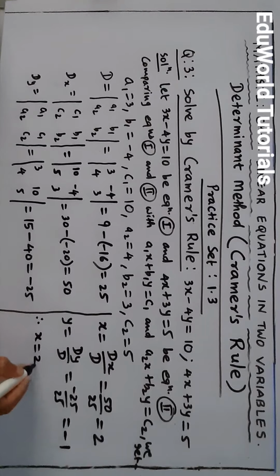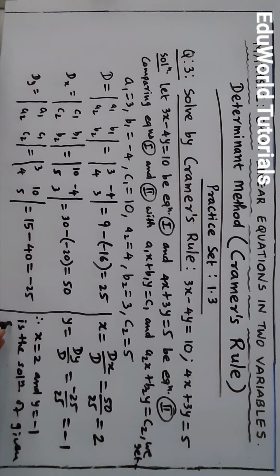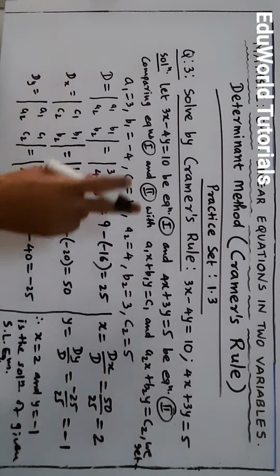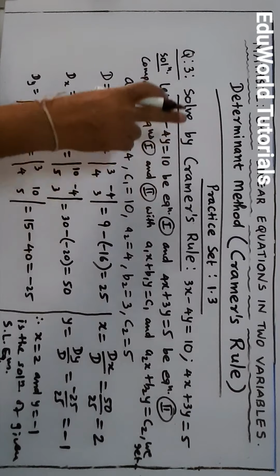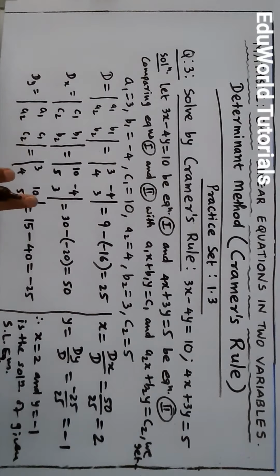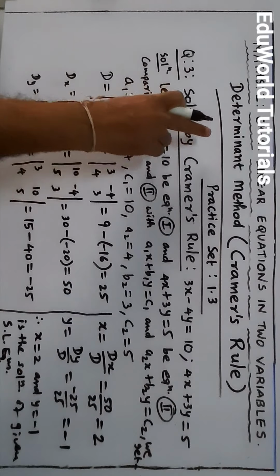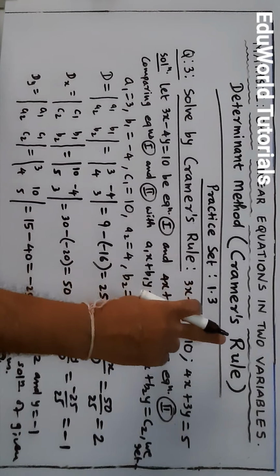Therefore, x equal to 2 and y equal to minus 1 is the solution of the given simultaneous linear equations. Okay, this is how we have to apply Cramer's rule to solve linear equations in two variables. Today we saw the fourth method of solving simultaneous linear equations in two variables. This method is called the determinant method, also called Cramer's rule.